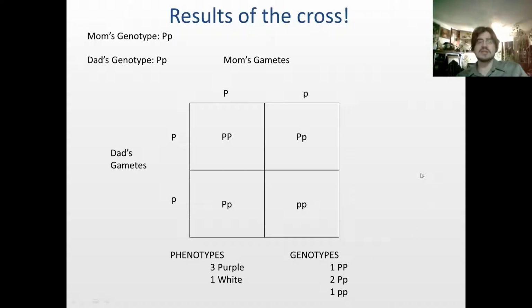If we were to express this as a ratio, we'd have 3:1, a ratio of 3 purple flowers for every white, 3:1. And then the genotypes, very much the same, 1:2:1. 1 out of every 4 genotypes is homozygous dominant, 2 out of every 4 is heterozygous, 1 out of every 4 is homozygous recessive, 1:2:1, or 3:1.